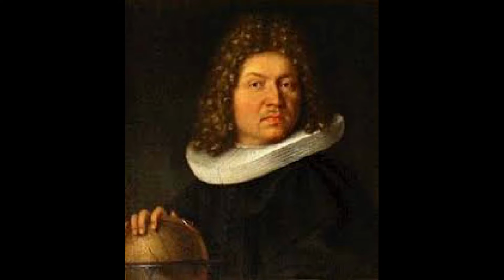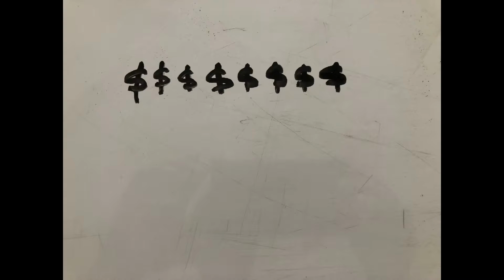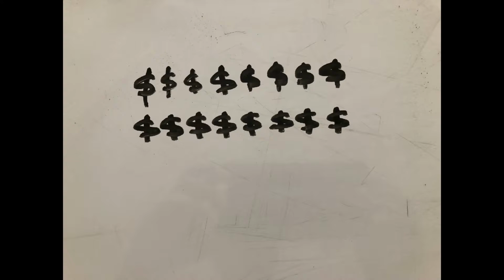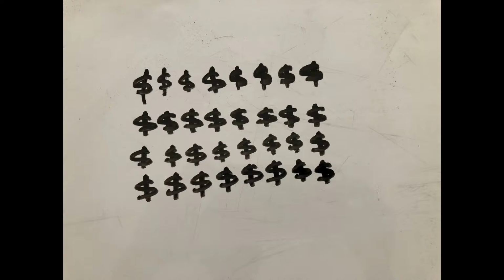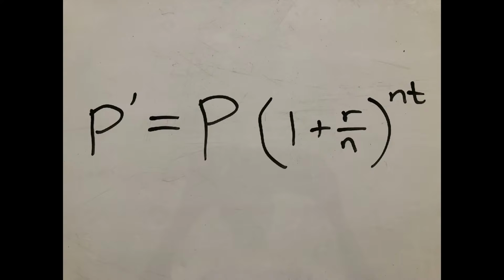Let's say you're Jacob Bernoulli in 1683. You're studying compound interest, which involves calculating interest based on the current value, not the initial value of something, as it is with simple interest. This makes the growth exponential. The formula for calculating compound interest looks something like this.